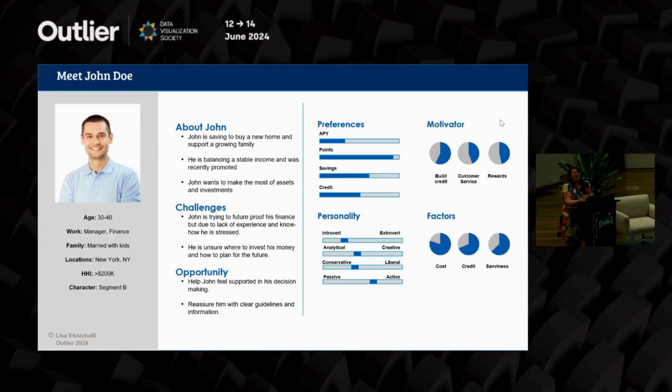Meet John Doe. This is a profile based on a financial profile I did for a market research company that was focused on how to improve their financial savviness with different tools. And you might notice a few things here, right? We've got on the very far left side a little bit of demographic info, his age, his household income. We've got information about the challenges he has with managing his finances, the opportunity he has to improve, his preferences, his motivators.